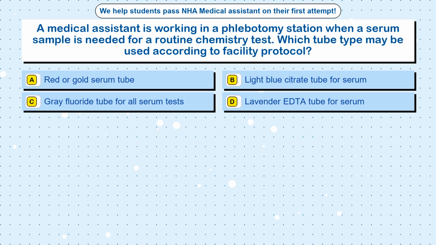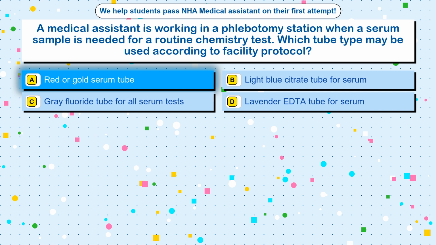Question 94. A medical assistant is working in a phlebotomy station when a serum sample is needed for a routine chemistry test. Which tube type may be used according to facility protocol? Option A, red or gold serum tube. Option B, light blue citrate tube for serum. Option C, gray fluoride tube for all serum tests. Option D, lavender EDTA tube for serum.